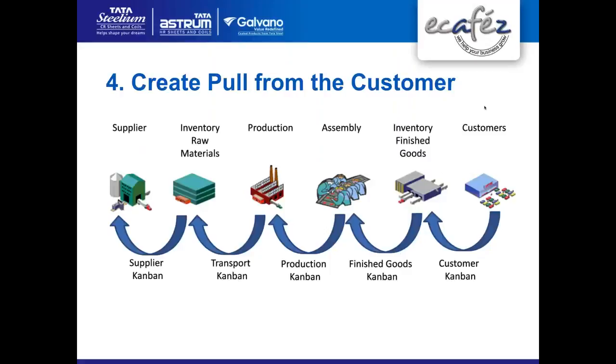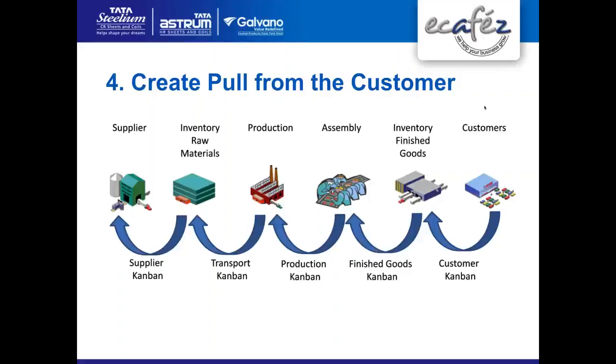Then the fourth one is create pull from the customers. Just like in our car, whenever our car or the scooter indicates the reserve value, a pull is created by the car: now I want more fuel. And based on that pull, you go to the petrol pump and get it filled up, in the required quantity as per the capacity of your fuel tank. Exactly the same approach has to be applied in a production process.